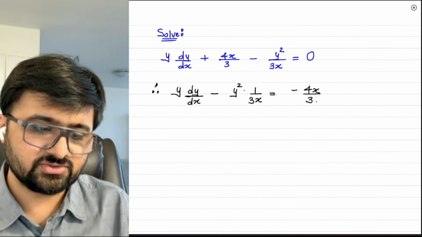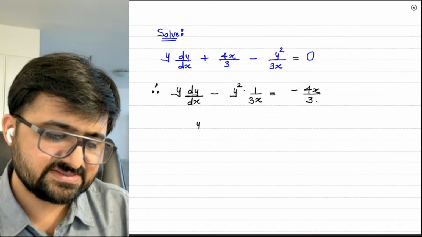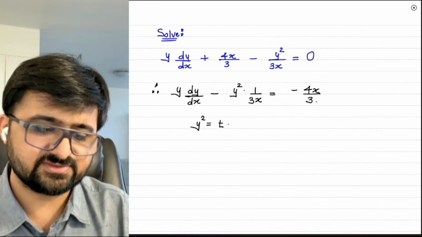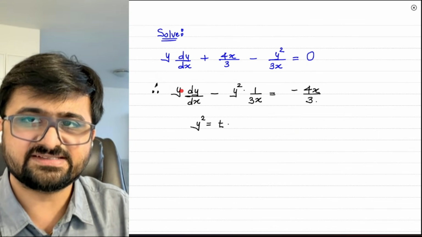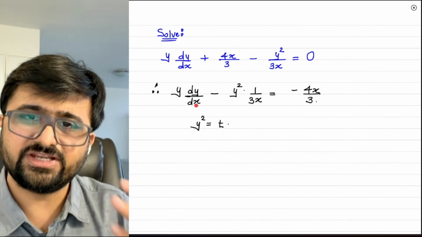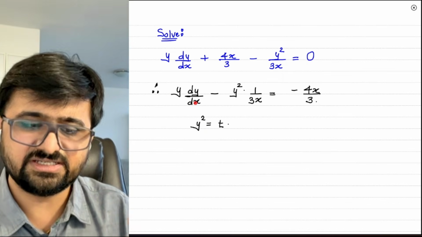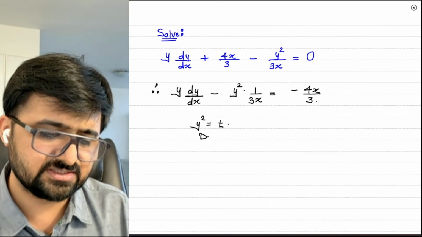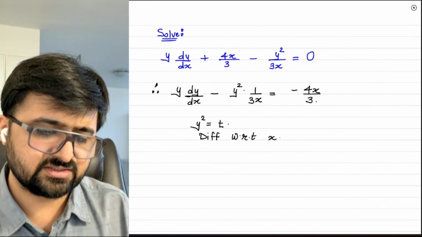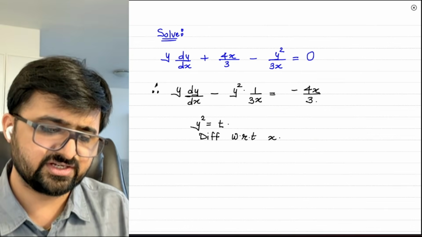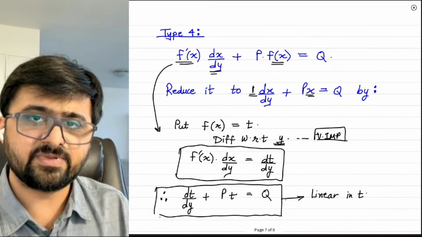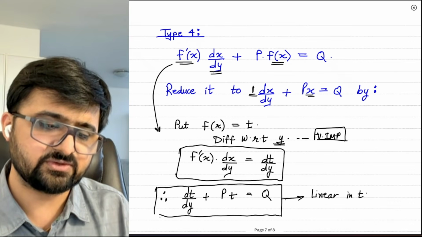Now we can convert this to linear by putting y square is equal to t. Why do we put y square is equal to t? Because the derivative of y square is present over here. Always remember that we have to differentiate always with respect to the independent variable. In this case, the independent variable is x, so we differentiate this with respect to x. Even in the earlier case, the independent variable was y. We always differentiate with respect to the independent variable.